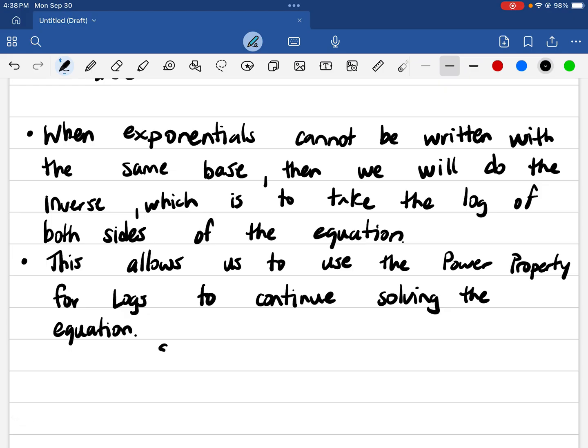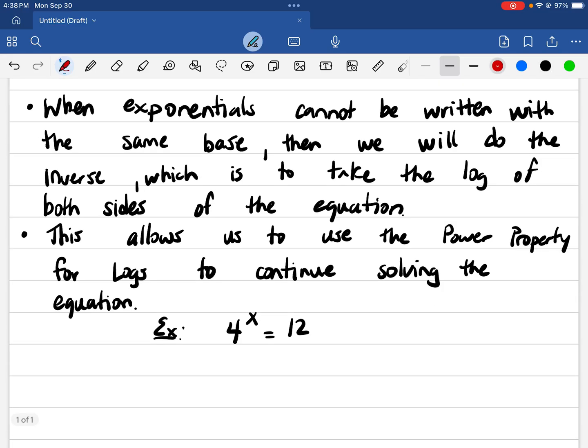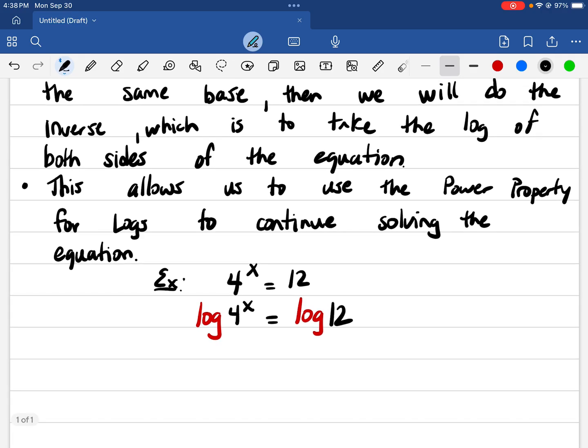So if we go back to that example that we just had, 4 to the x equals 12, if I'm going to take the log of both sides, which again is the inverse of exponential, it would look something like this. We would have log of 4 to the x equals log of 12. We literally just did the log of both sides, because remember, anytime you're solving any type of equation, what you do to one side, you have to do to the other to keep the equation balanced. So taking the log of both sides allows us to do that.